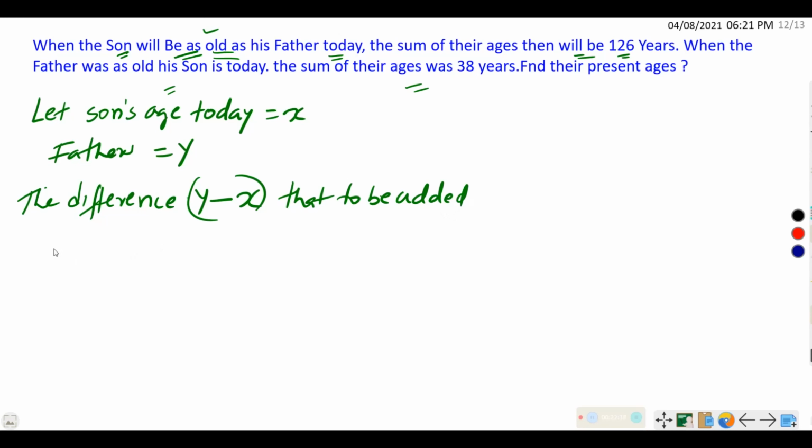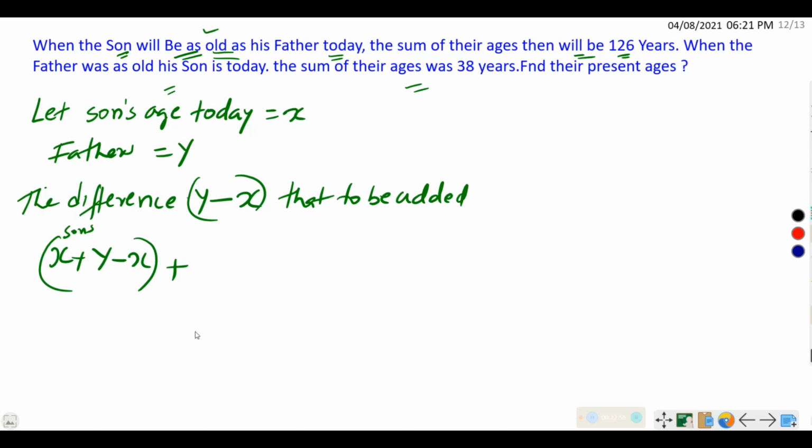So that difference is to be added to make son's age equal to father's age. So son's age plus that difference. This is what I did. Son's age plus the difference between son's age and father's. So son will reach father's age.